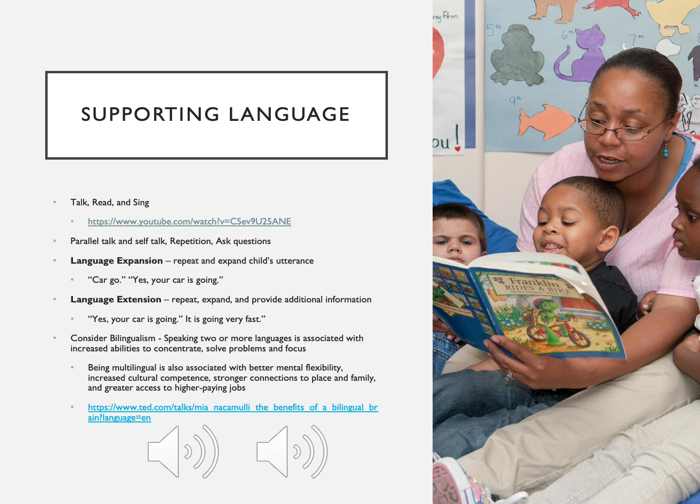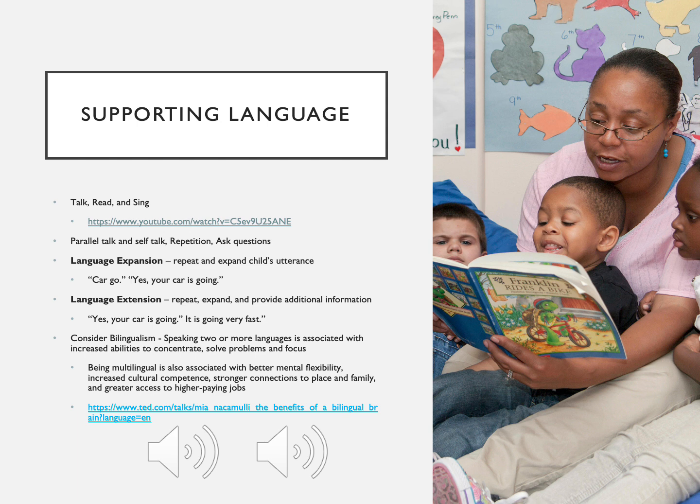Whereas with the language extension is repetition, expansion, and providing additional information. So the child might say, car go, and I might say, yes, your car is going. It's going very fast. I see you have a blue car. And so I'm adding information into the context of what the child is saying, what they are doing.